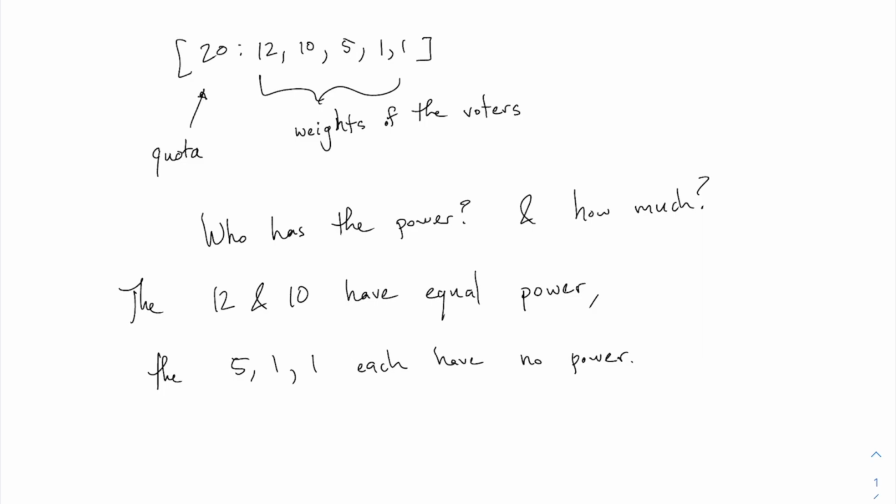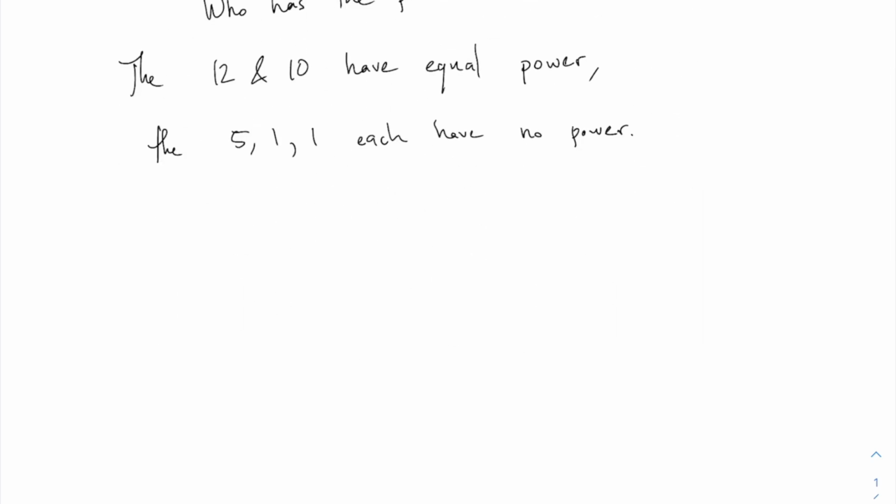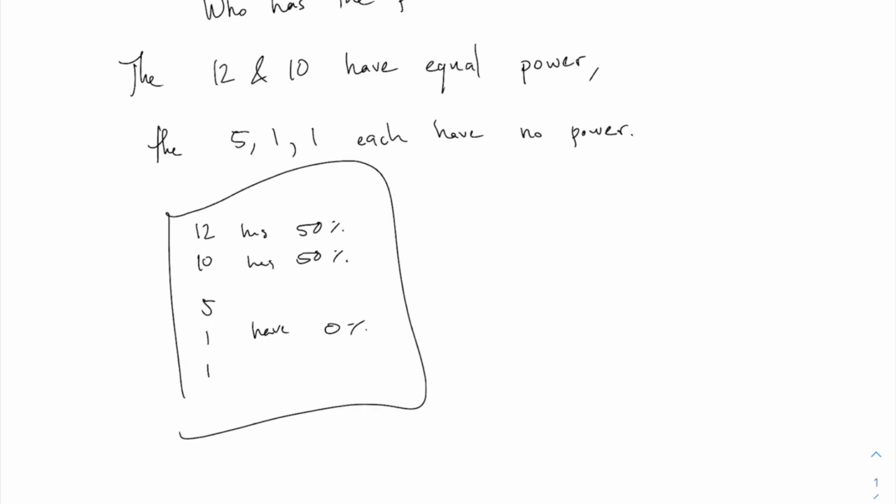So if you want, you can express this in terms of percentages here. The 12 and the 10 have equal power. The others have no power. So the 12 has, you could think of it this way, 50%. The 10 has 50%. And then the 5, 1, and 1, they all have 0% of the power. This is like the true analysis of who has what power, right?